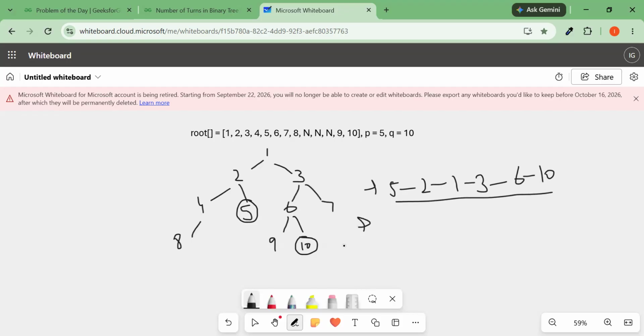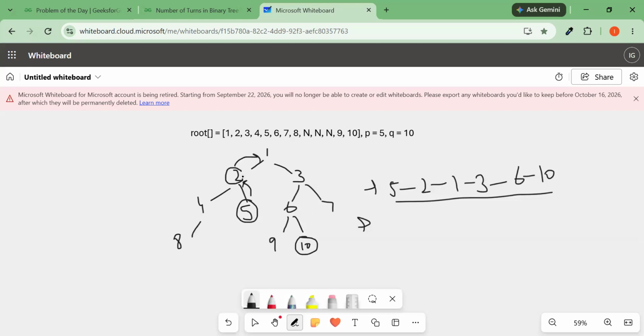The second thing is to find the number of turns. What are the number of turns? Consider we are starting from 5. I'm going to 2. So I'm going in the right direction first, and at 2, I'm going to the left side. So consider I'm standing at 2. What I'm saying is some value P is coming to me from the right side, but I am providing the value to my root node, or to my parent node, from the left side.